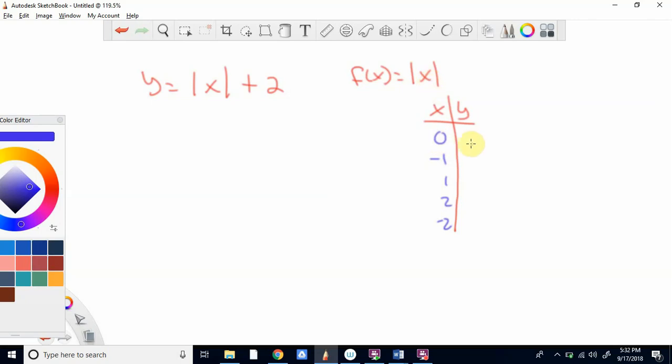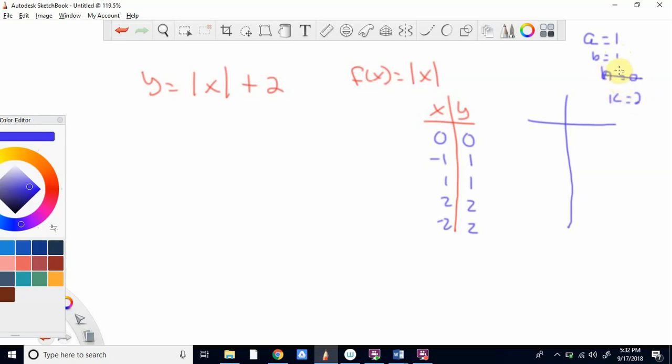So if x is 0, y is 0. If x is -1, y is 1. If x is 1, y is 1. If x is 2, y is 2. If x is -2, y is 2. All right? So then we're going to come over here and we're going to do our translation. So let's identify what we have. So a is 1, b is 1, h is 0, and k is 2.